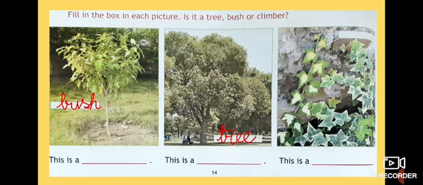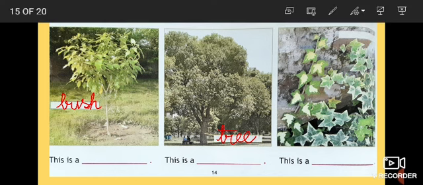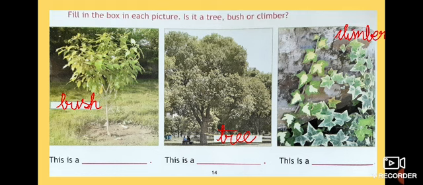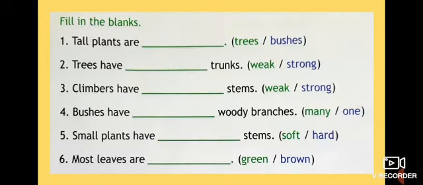Okay, children? Look at the next one. What plant is this? Their stems are soft and it grows on the rock. Very good. It needs a support to grow. What type of plant is it? Very good. Climber. It's a climber. C-L-I-M-B-E-R. Climber. Good. And shall we pass on to the next one?